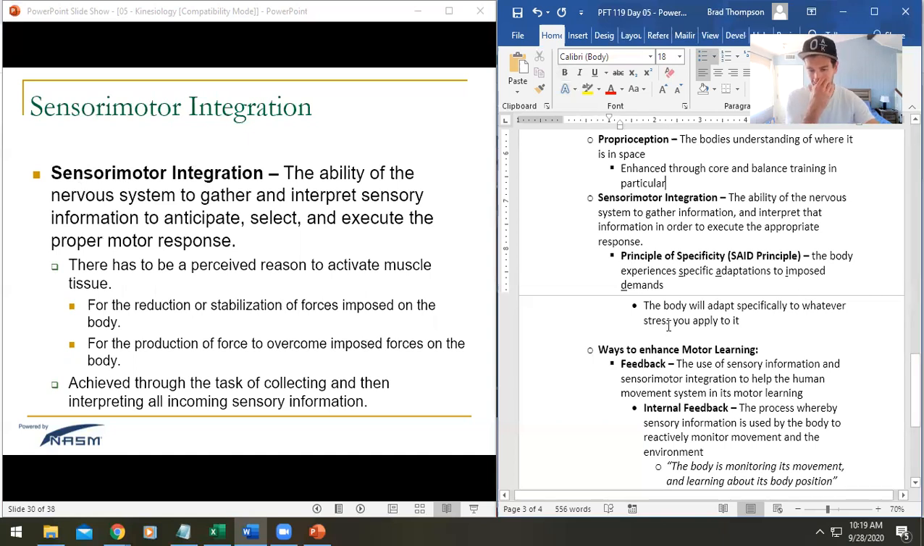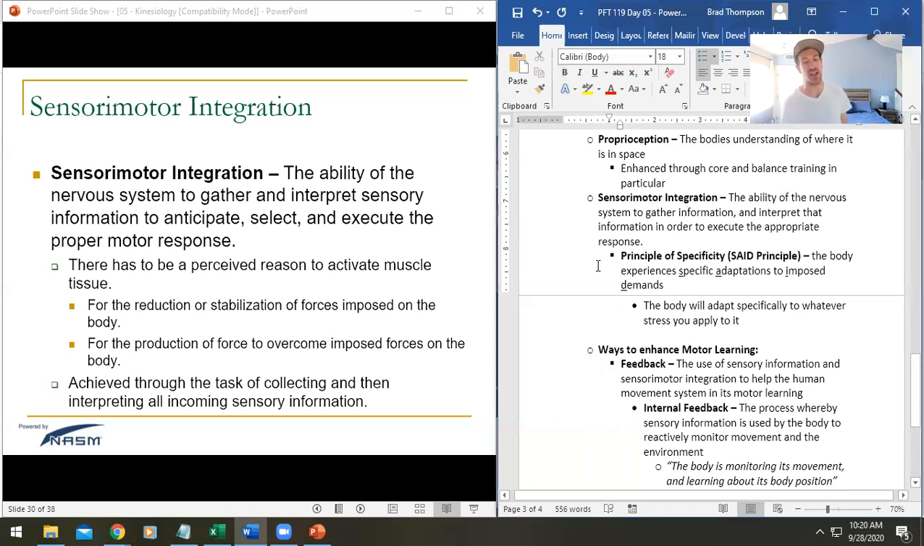And one other thing that comes down to that as well, part of proprioception is another term called sensory motor integration, which really is kind of the same thing as motor control, but it's your nervous system's ability to gather information, interpret that information, and execute the appropriate response. So it's sensing things with the nervous system, and then through motor response, applying it in the right direction.